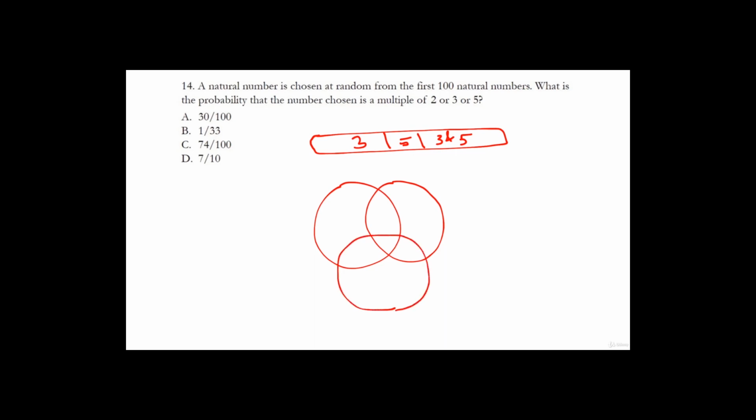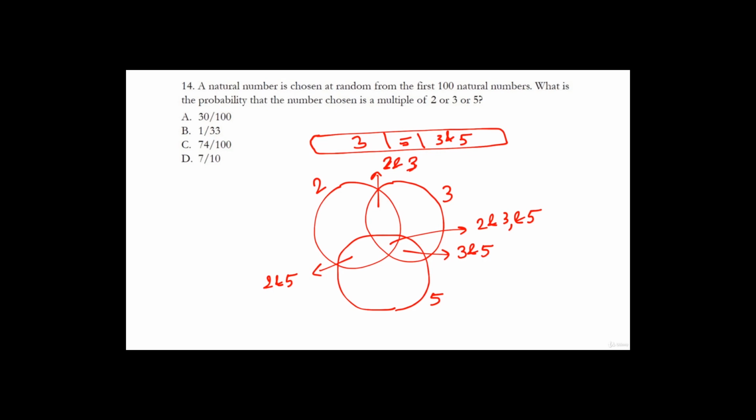So the outer circle represents the multiples of 2, there are certain multiples of 3, and there are certain multiples of 5. And this region says that the numbers are multiples of 3 and 5. This region says that the numbers are multiples of 2 and 5. And this region represents that the numbers are multiples of 2 and 3. And this region represents that the numbers are multiples of 2, 3 and 5. We have to find out these 7 different categories individually, and we have to add them.